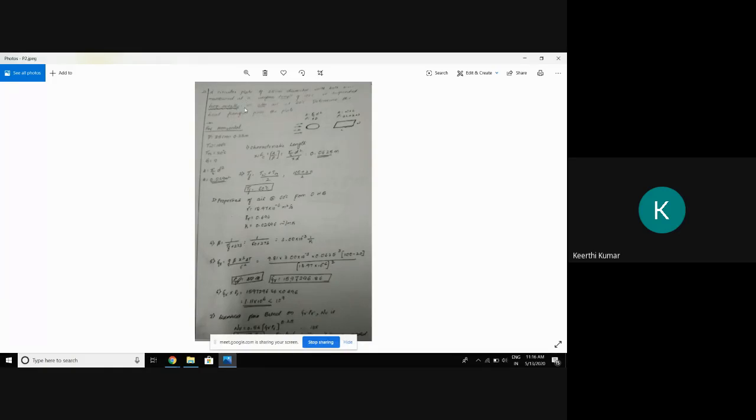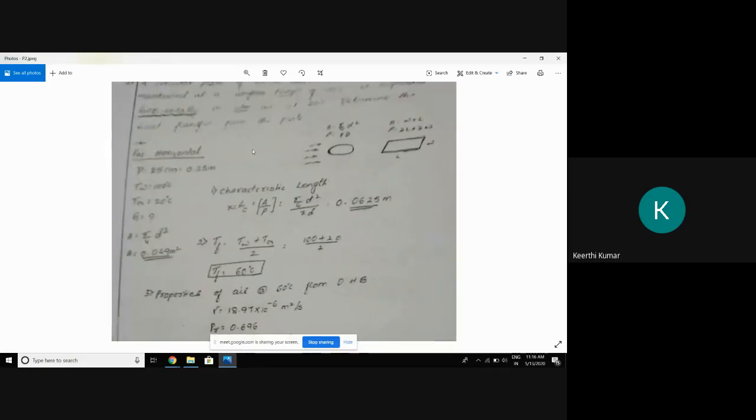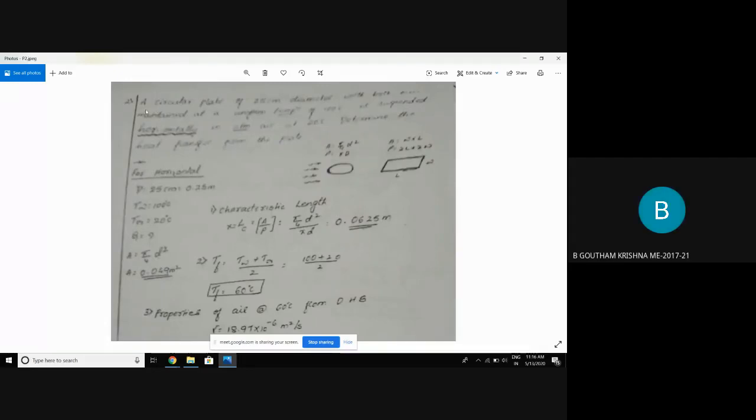Can you see the question? Can you see the sheet? Yes, sir. I have taken a circular plate instead of a rectangular plate. If the plate is circular and the diameter is 25, with both sides exposed, here I am using the phrase both sides. That means the plate is exposed on both the sides. Air is flowing on both the sides of the plate.